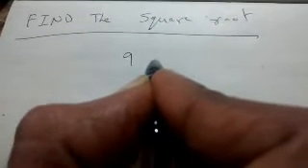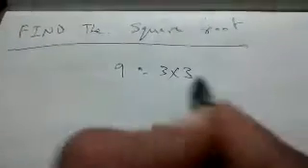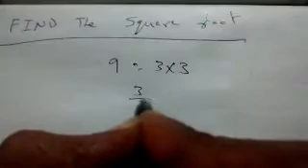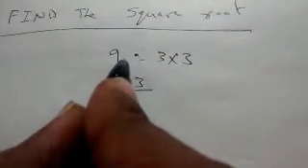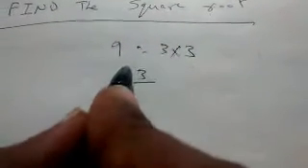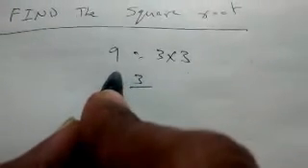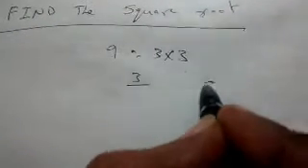By doing 3 into 3 equal to 9. The square root of 9 equal to 3, you will say. But how do you say that? You know the tables for the single numbers, so you can find it. But there should be a way to find the square root. So we will see. For example, 9 is there.